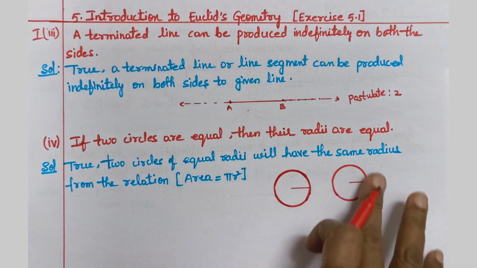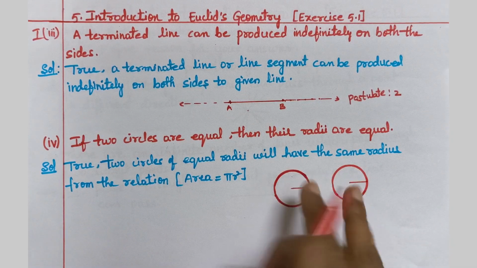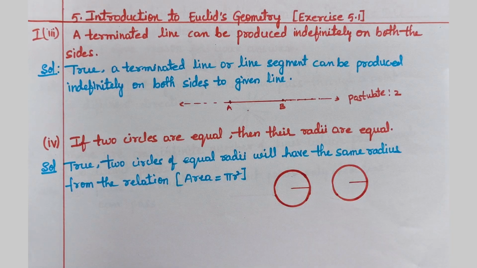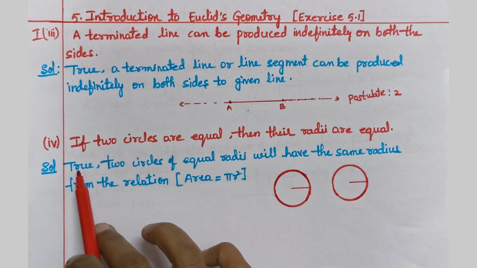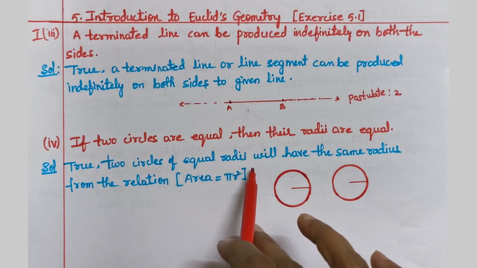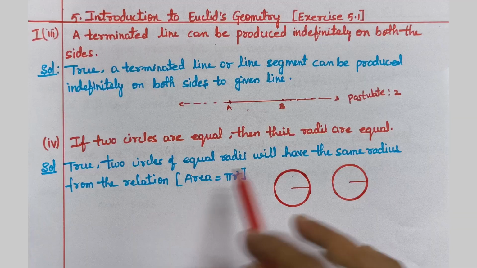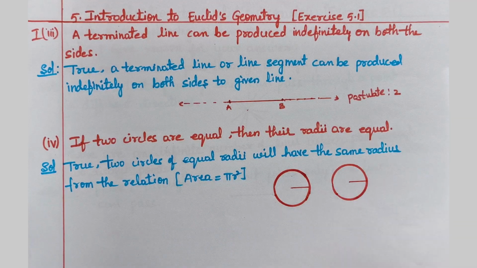This radius is also equal, and again this radius is also equal. Why? You will get the same area. If you draw a circle with the same measurement, you will get the same area and the same radius. So it is true. Two equal circles will have the same radius. So area you will get equal and radius also you will get equal.